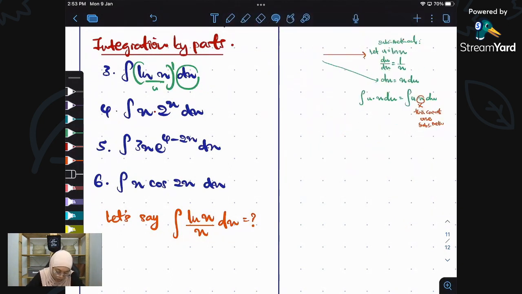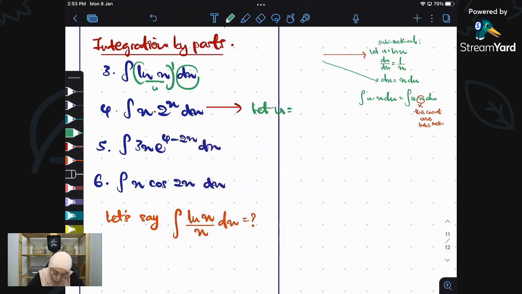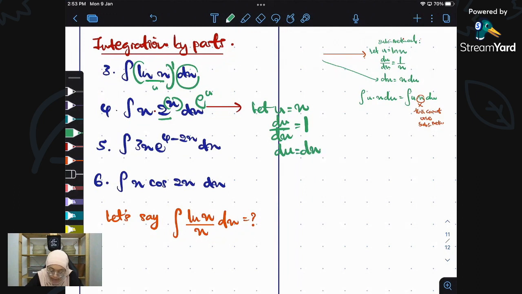How about nombor 2? Nombor 2 ni, mari kita fikirkan kenapa substitution method tidak boleh dipakai. So now I try to let my u as the x here. And as I said, to the power of exponent tersebut akan jadi u, betul tak? So u kita adalah x. Tapi apabila kita differentiate u with respect to x, it becomes 1, and then du is equal to dx.